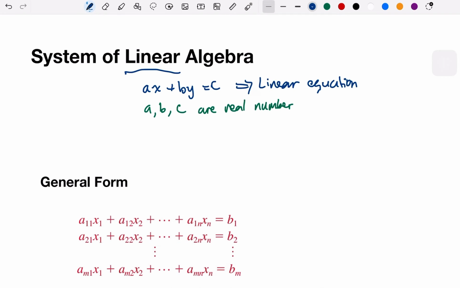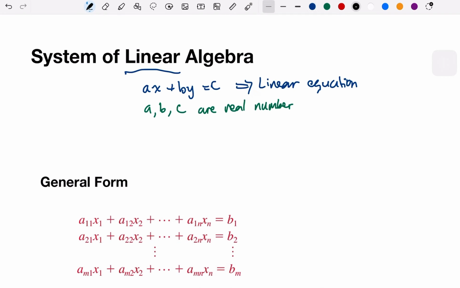And I think in your previous studies, there are several ways to solve linear equations, right? Including substitution, elimination, and something like that. We are going to see how we can solve linear equations in matrix form, okay?